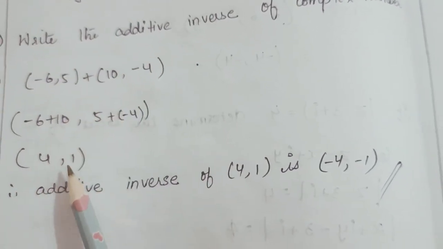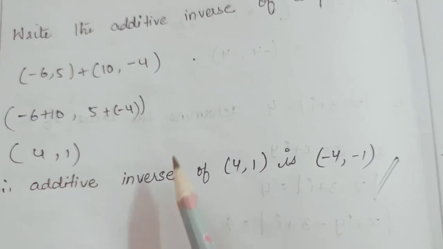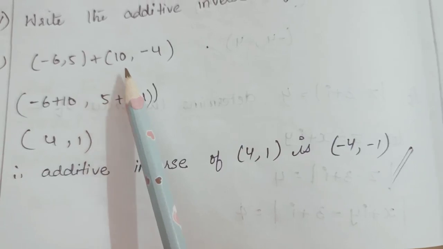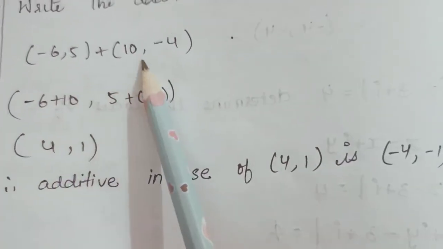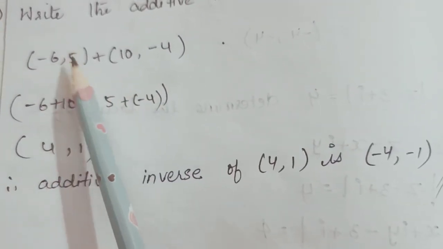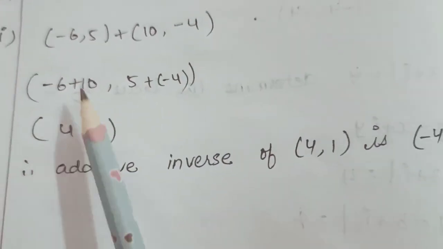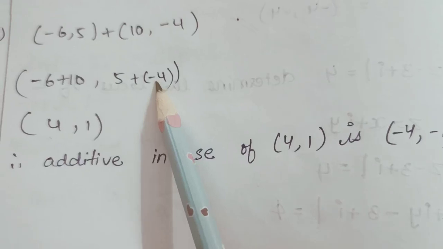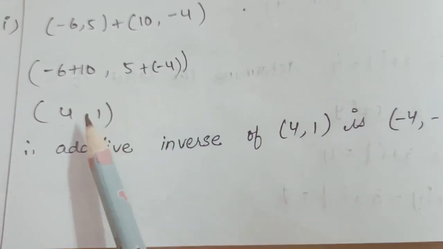Then after getting the answer, we will find the additive inverse. Here plus is there, so add these two values. Corresponding values will be added. Minus 6 plus 10 comma 5 plus minus 4. So minus 6 plus 10 is 4. 10 minus 6 is 4. 5 plus minus 4, that is 5 minus 4, is 1.